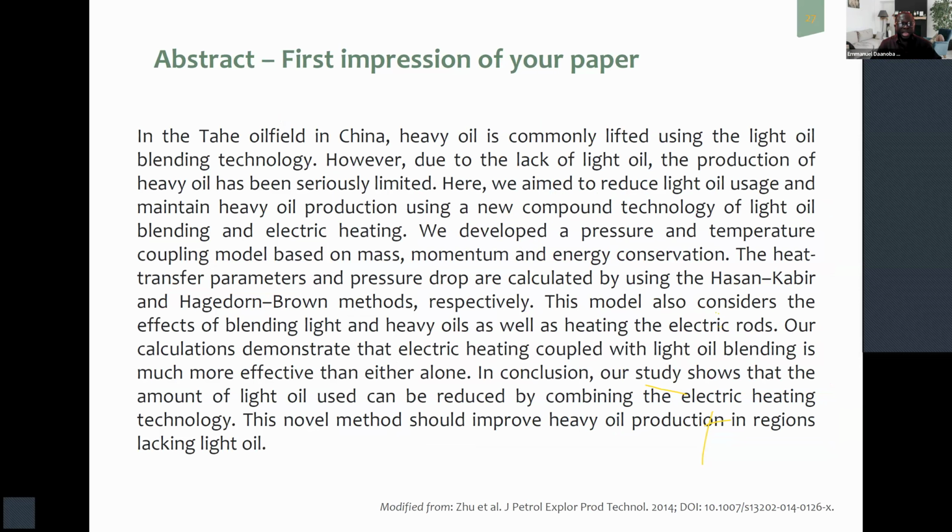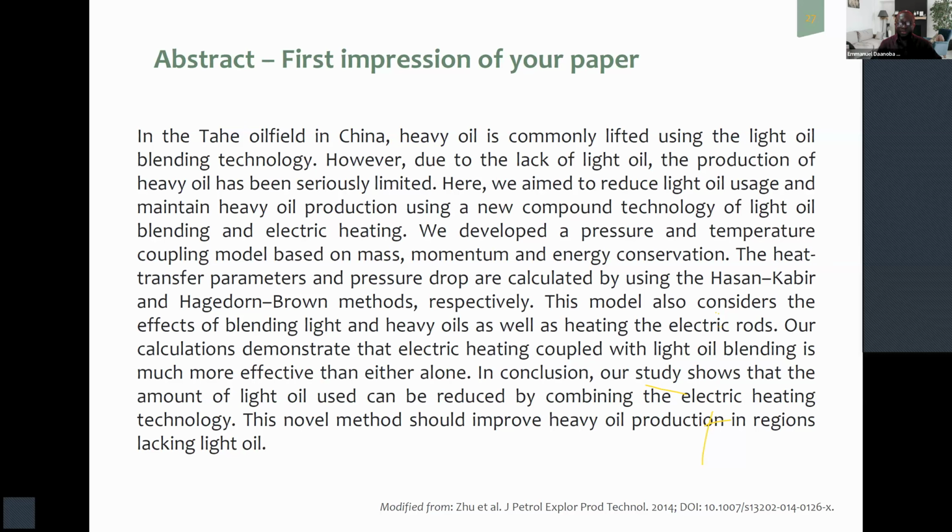In the Tahi oil field in China, heavy oil is commonly lifted using the light oil blending technology. Background. However, due to the lack of light oil, the production of heavy oil has been seriously limited. Problem. Here, we aim to reduce light oil usage and maintain heavy oil production using a new compound technology of light oil blending and electric heating. This one aim with what?